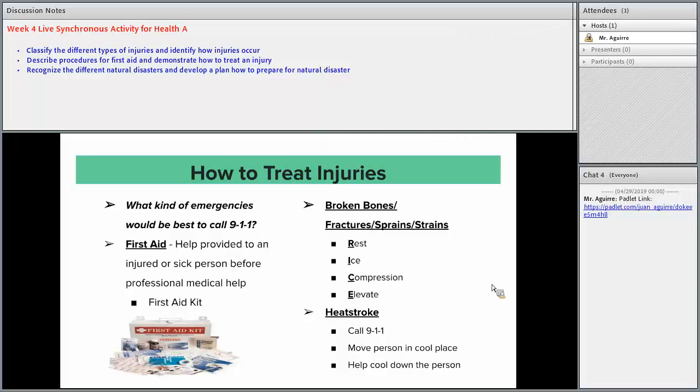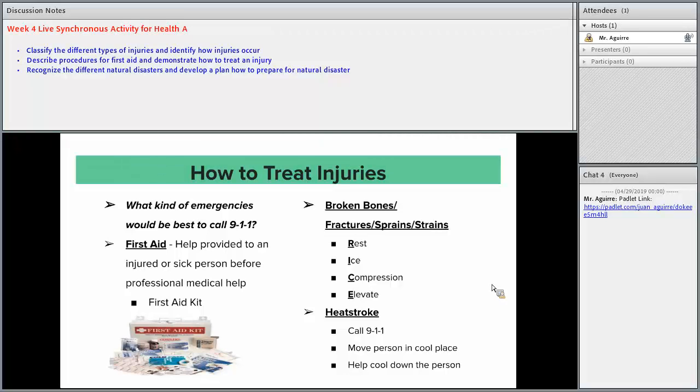Now, when it comes to broken bones, fractures, sprains, and strains, there's a special method, guys, called RICE. Rice, yes, the special grain. This is an acronym. RICE stands for rest, ice, compression, and elevate. Again, rest, ice, compression, and elevate.